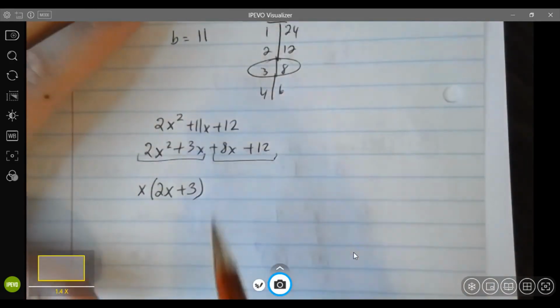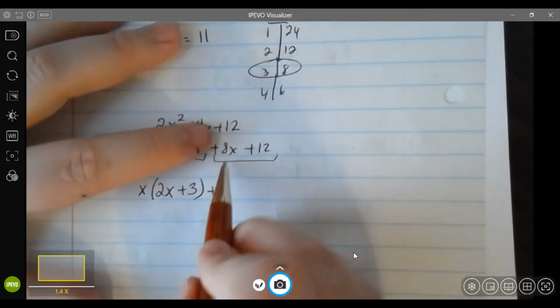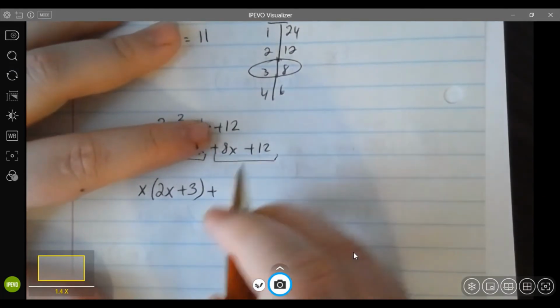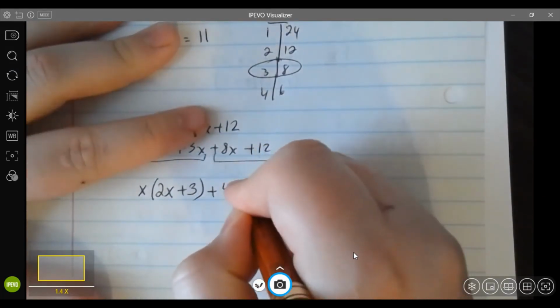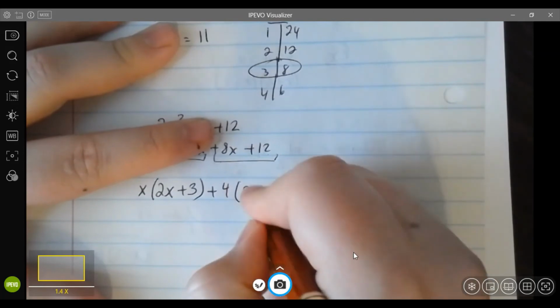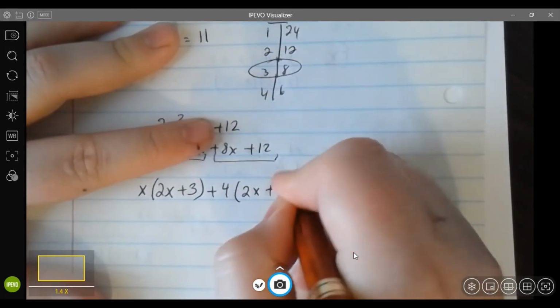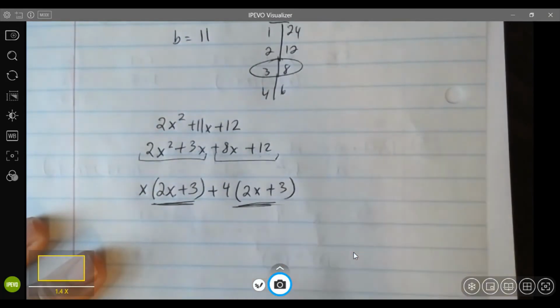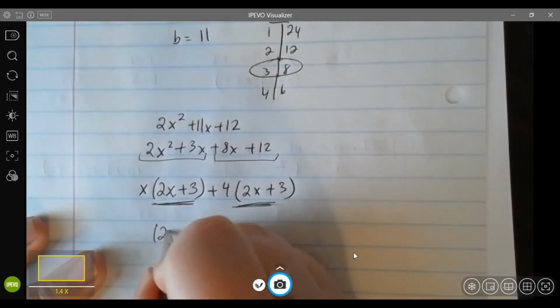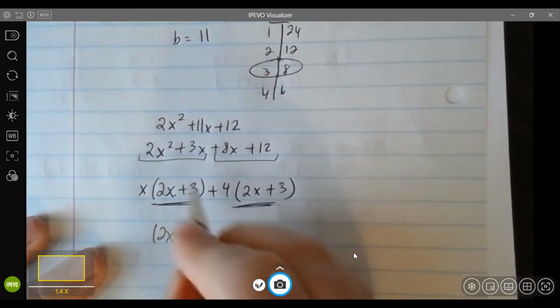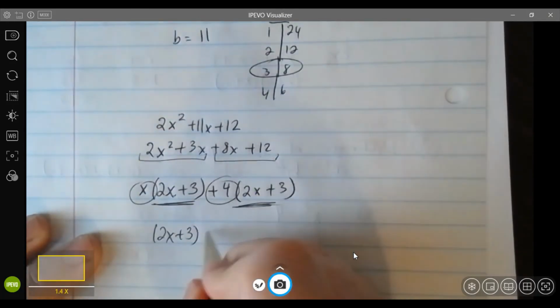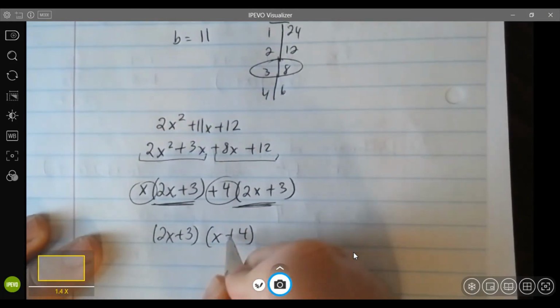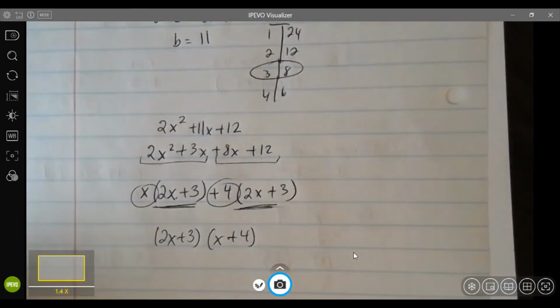Next, this is positive, so plus 8. Between 8 and 12 is a 4, so we'll factor out a 4. 8 divided by 4 is 2. 12 divided by 4 is 3. Notice now I have 2x plus 3 and 2x plus 3. And then what's left is the x plus 4, so that's going to be its own factor. Okay, so that's how you factor when a is not 1.